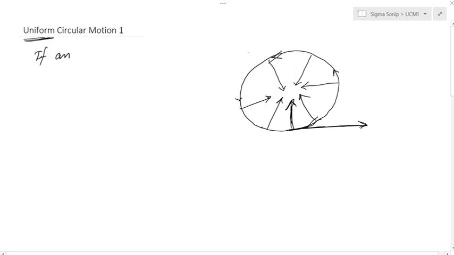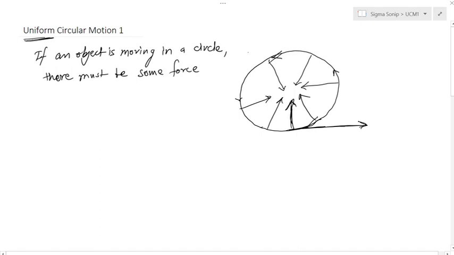If an object is moving in a circle, there must be some force acting towards the center on the object.